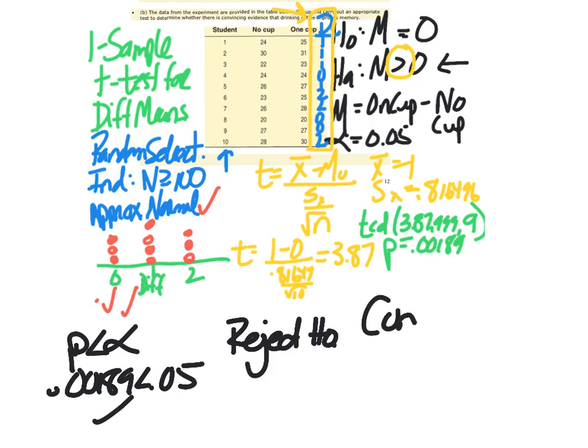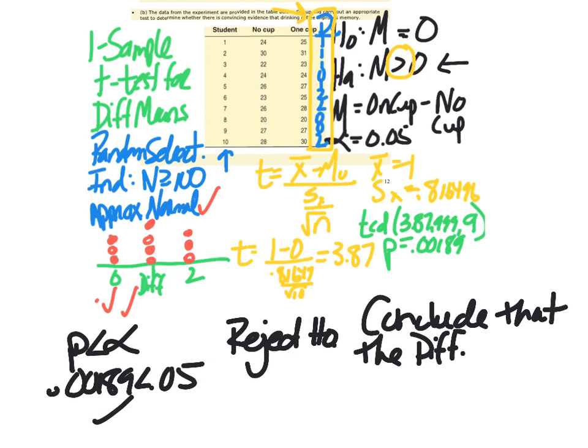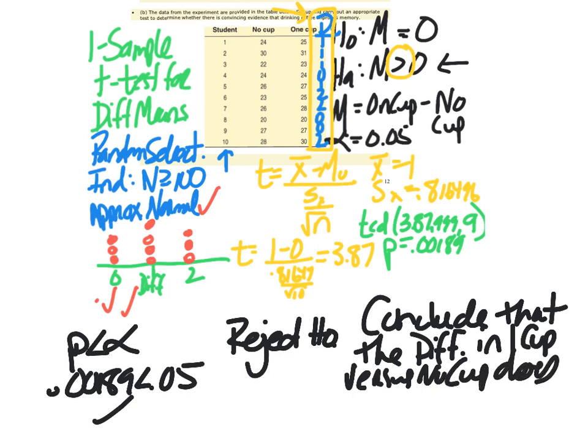So I'm going to say we can conclude that the mean difference, or the difference in 1 cup of coffee versus no cups of coffee, does make a difference. And that's how you'd go about doing the test.